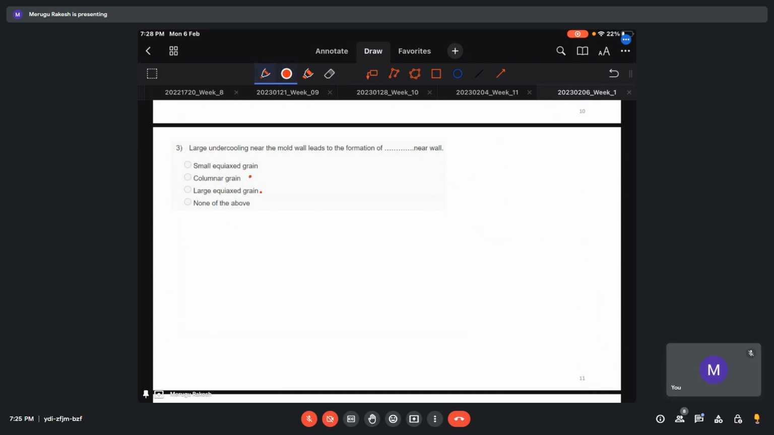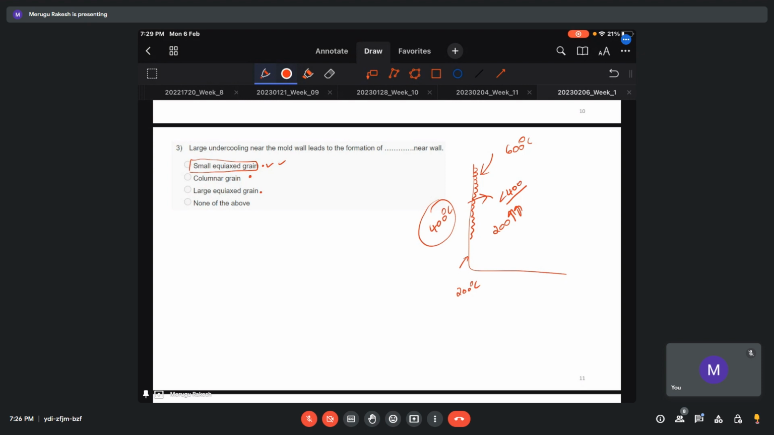Anyone? Someone also with A. I think one gets the correct answer: small equiaxed grains. See, this is the mold surface, right? Here we have very large undercooling. Why? Suppose my mold surface is some 200 degrees Celsius and I am pouring aluminium at 600 degrees Celsius. The difference is 400. But when you go slowly inside, it will always be less than 400, because inside the temperature will be more than 200. So that's why we always get small equiaxed grains.